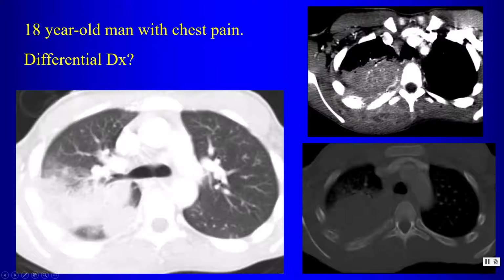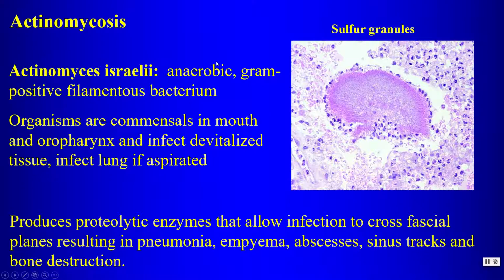And then here on the CT scan, we can see this right upper lobe consolidation actually extending through the chest wall, involving the bone, extending to the subcutaneous tissue. So probably the first organism to think about that can do something like this is actinomycosis. Actinomycosis is an organism that is found in the oropharynx and can infect devitalized tissue. It can infect the lung if it's aspirated.